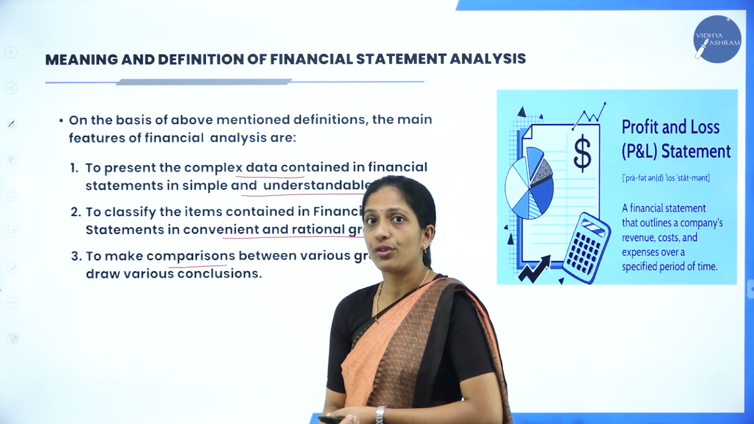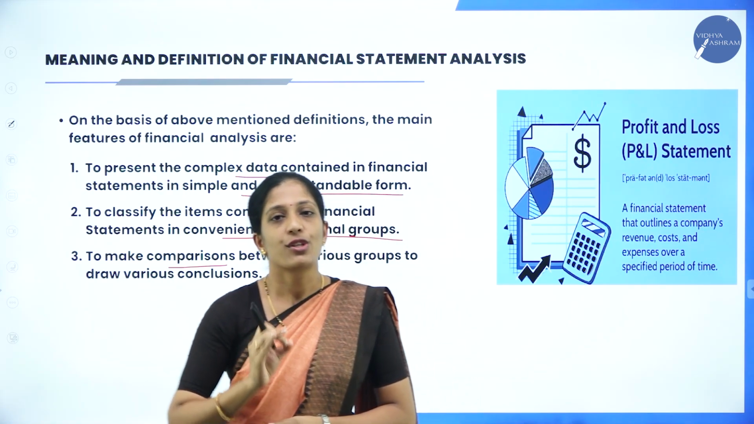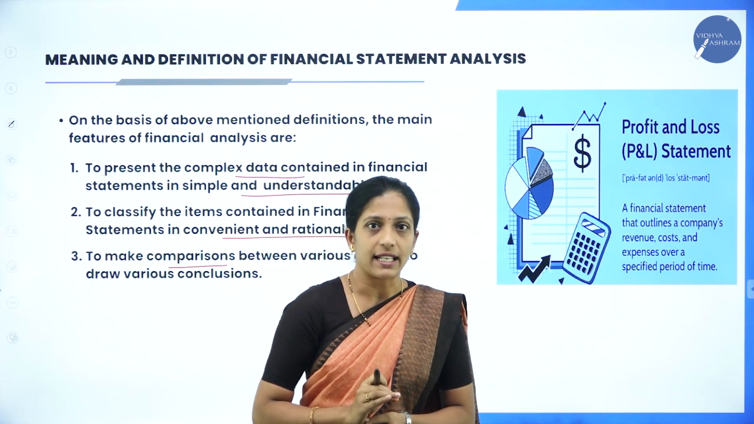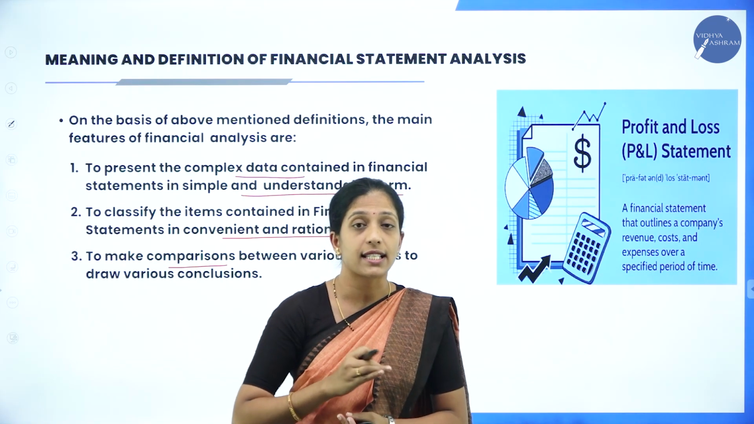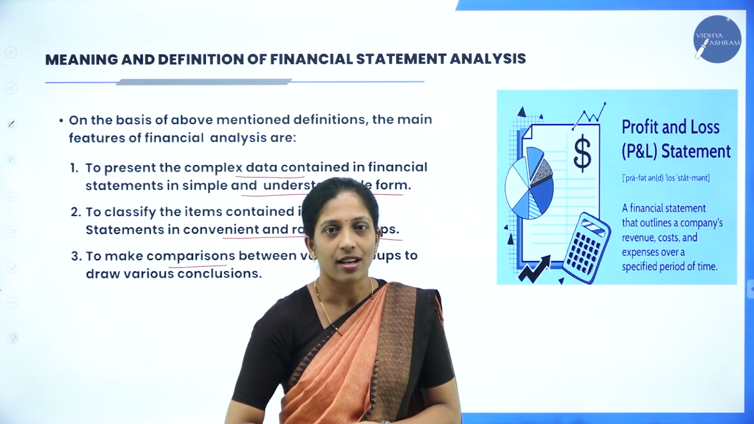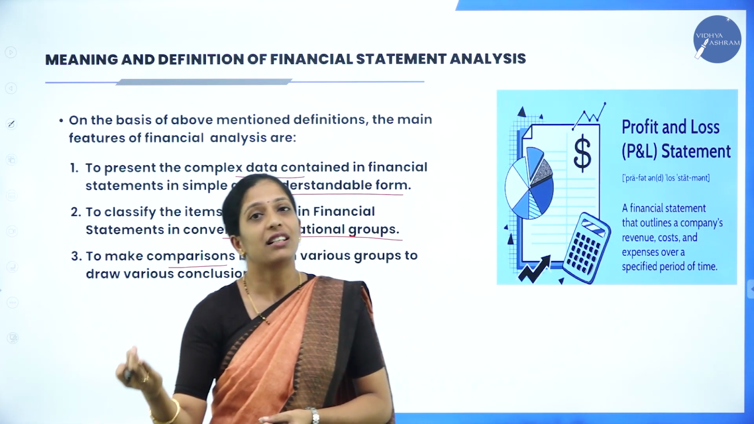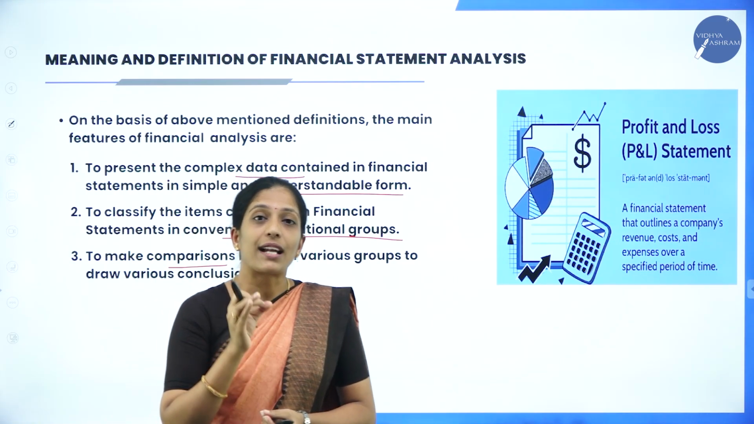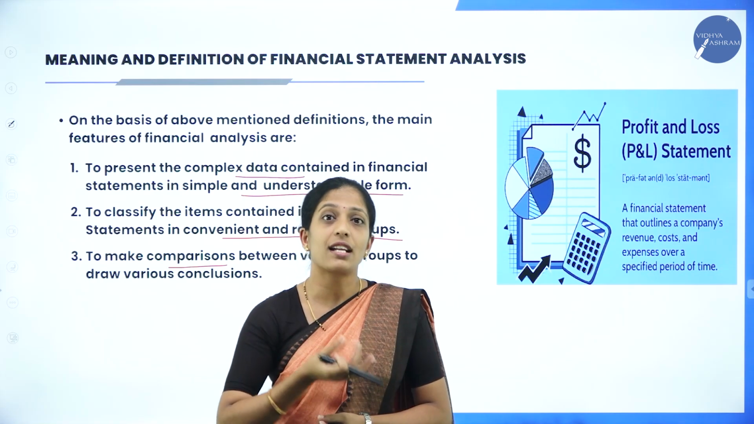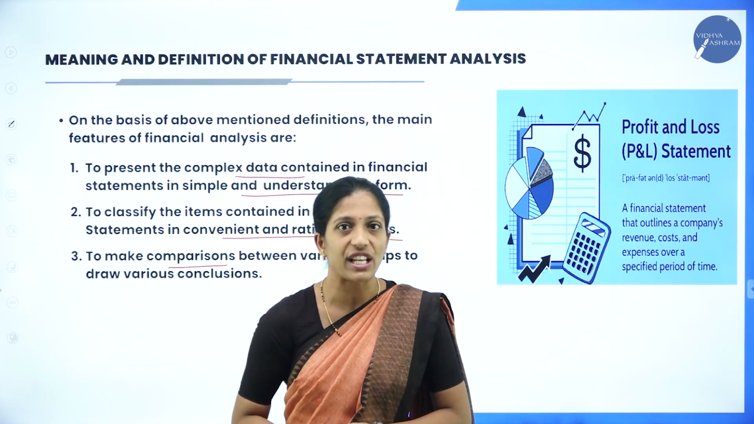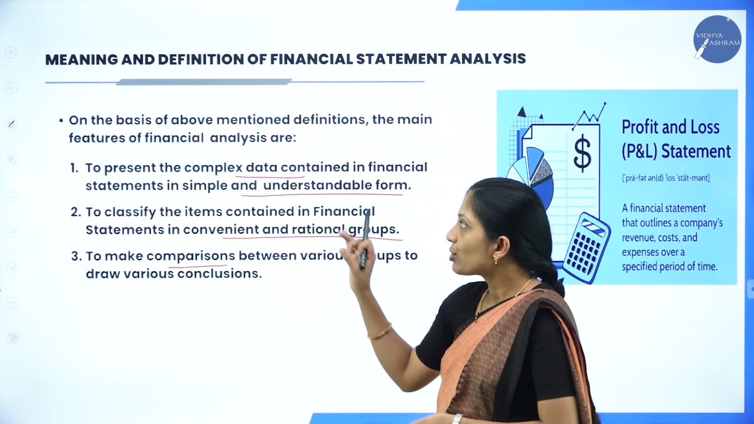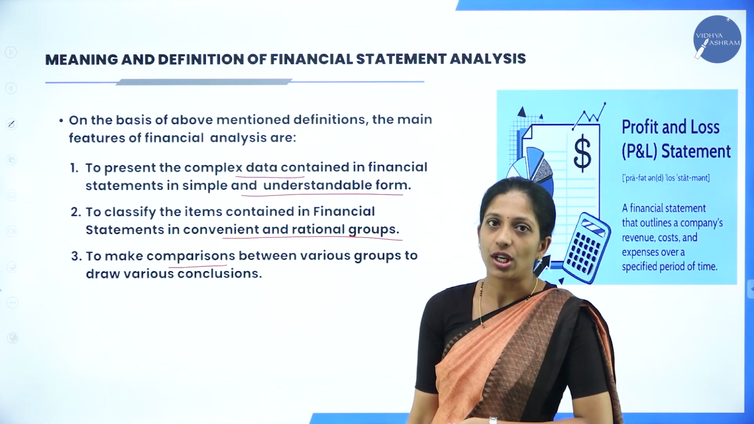I've already told you, we are making them into groups so that each and every item can be compared with other items. For example, your current assets can be compared with current liabilities. Your equity can be compared with your debt, whether equity is more or whether the debt is more. Or you can compare the whole assets with whole liabilities: how much is your asset and how much you have to pay to the outsiders, that is liability. Like that the comparisons can be made. These are the features of financial analysis.